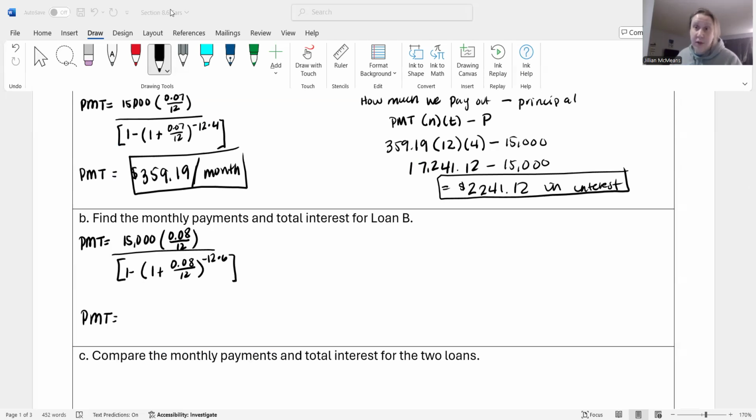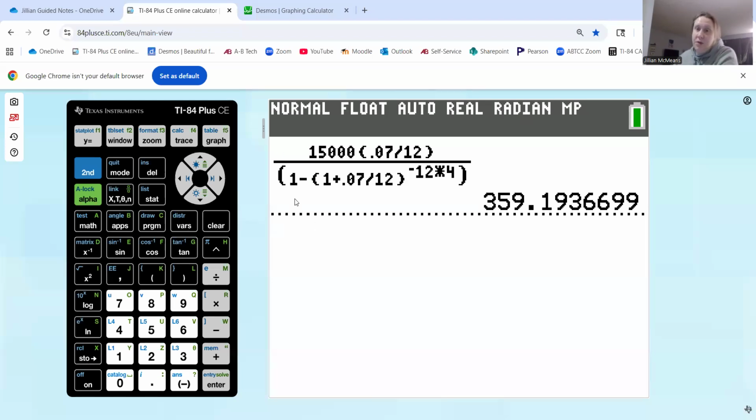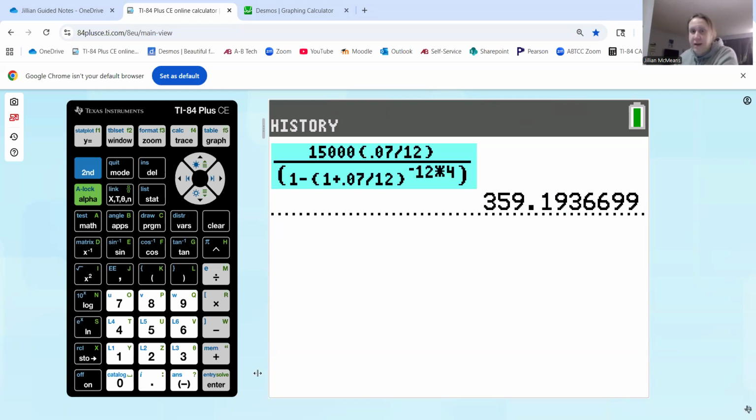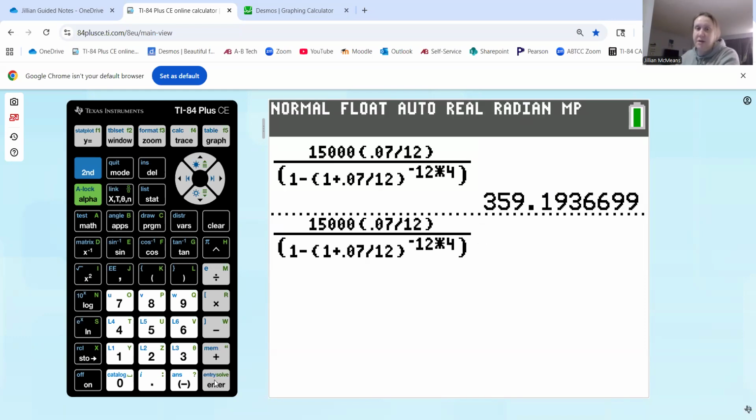All right, let's go to the calculator. Now, one thing you can do, and you don't have to do this, but if you don't want to keep typing in the same formula over and over, you can just hit the up arrow on this calculator. When your formula is highlighted, just hit enter. It grabs it and brings it back down here. Then you can just hit the back button and type over the pieces that change.